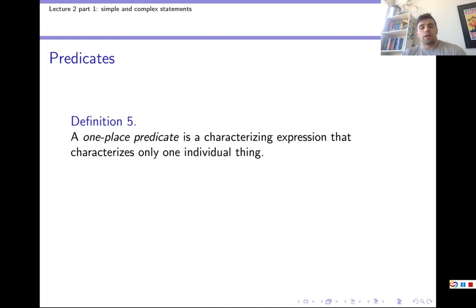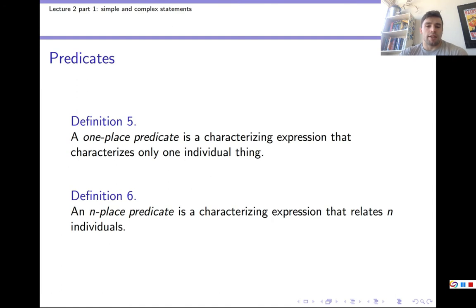Okay, next thing we're going to do is look at characterizing expressions in a bit more detail, and these things called predicates. Now, there is more than one kind of characterizing expression. If a characterizing expression characterizes an individual thing, so one thing, then that expression is called a one-place predicate. The book also calls it a property expression, but I'm going to try to stick to the language of predicates in my lectures.